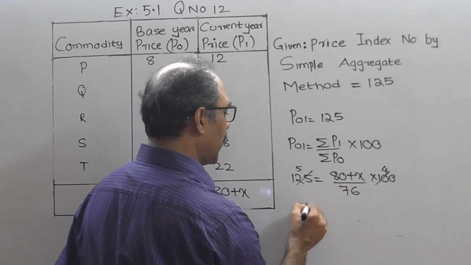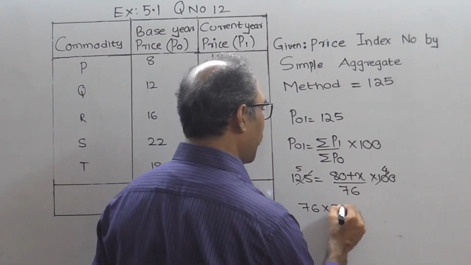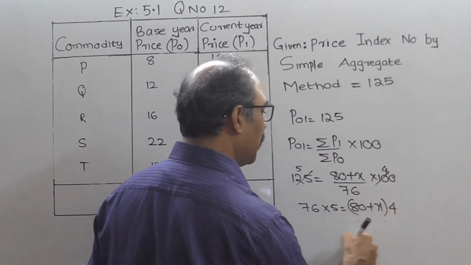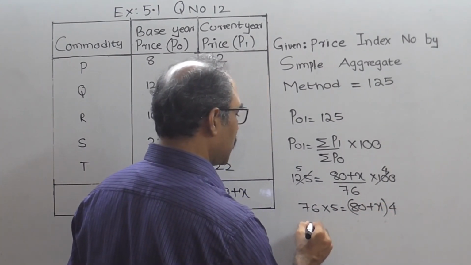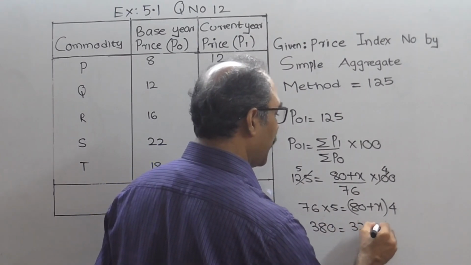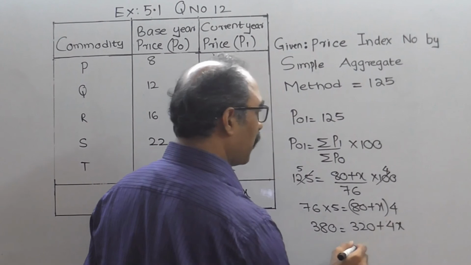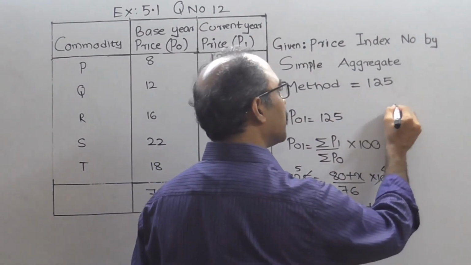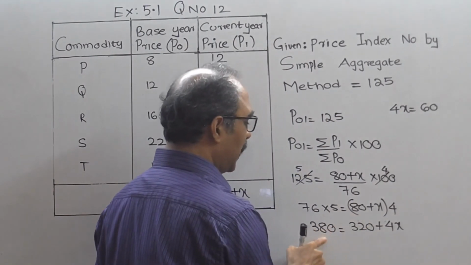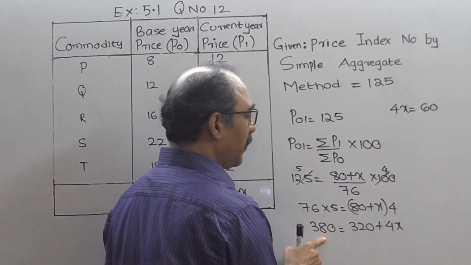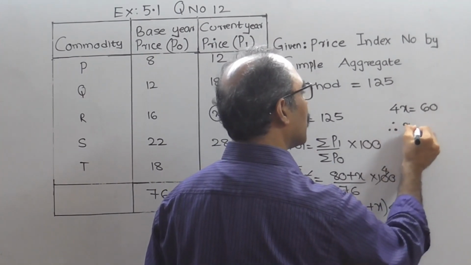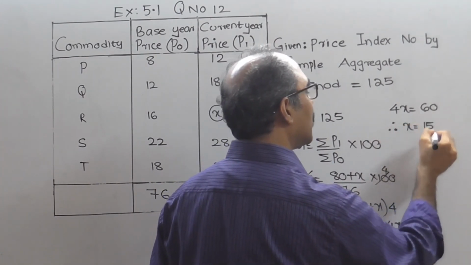Cross multiply, you get 76 into 5 equal to 80 plus X into 4. This is 380 equal to 320 plus 4x. 4x equal to 60, getting 320 to this side. 380 minus 320 will give you 60. 4x equal to 60. Therefore, x equal to 15.